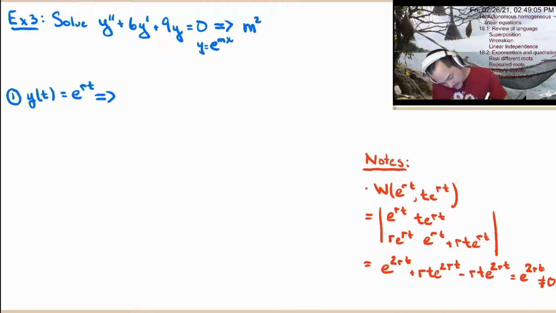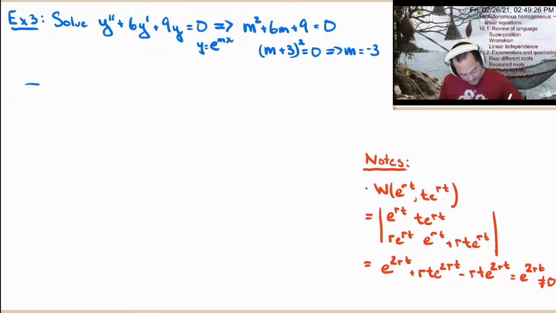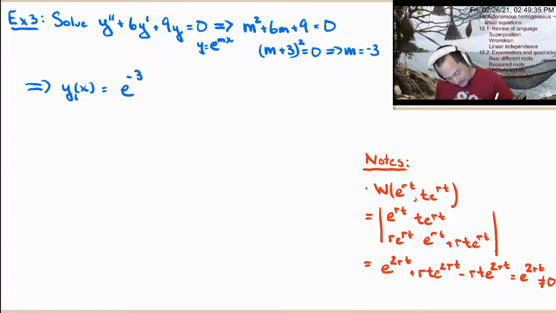Right. But then m squared plus 6m plus 9 factors into m plus 3, quantity squared, is equal to 0. And then m is equal to negative 3. So what I have is one solution, which is e to the negative 3x.